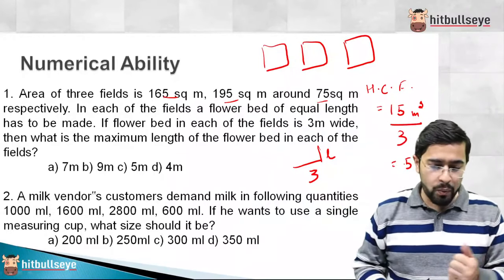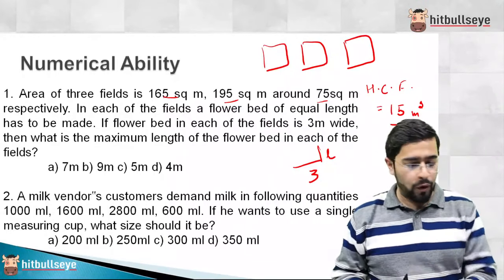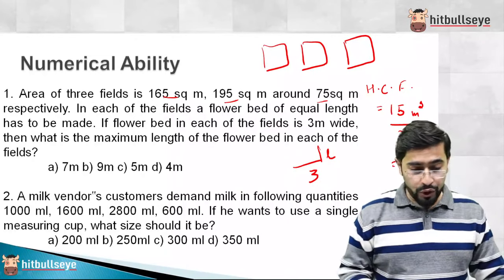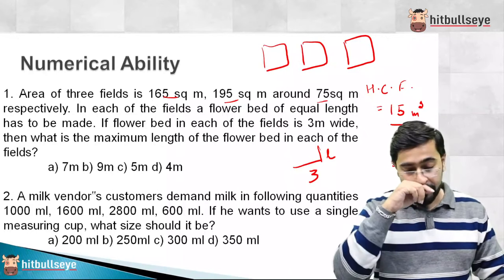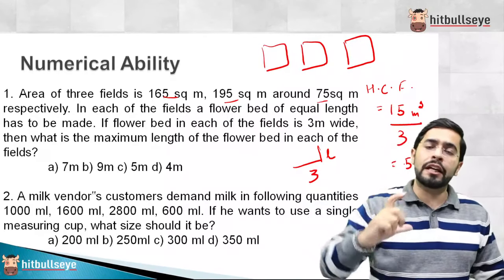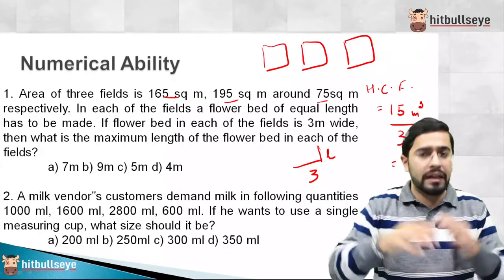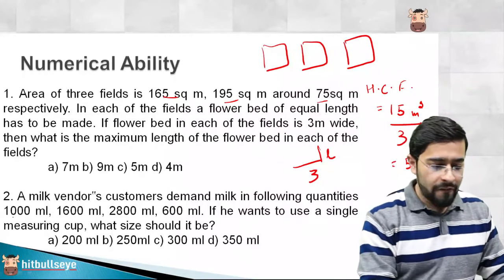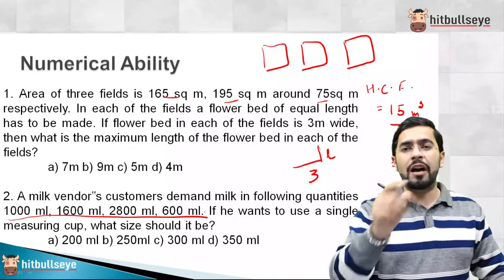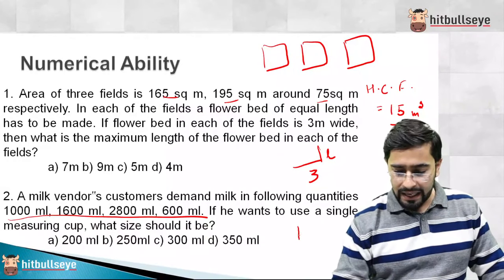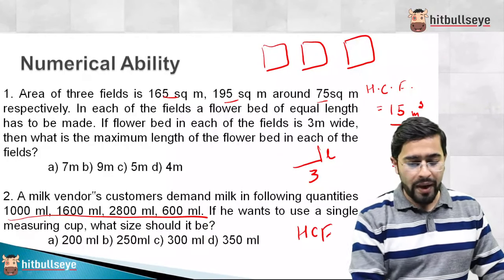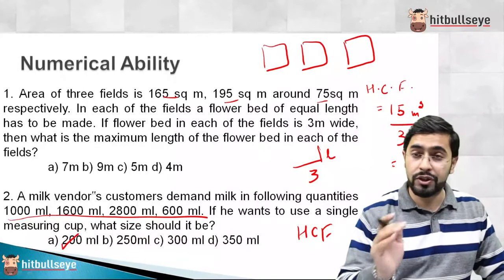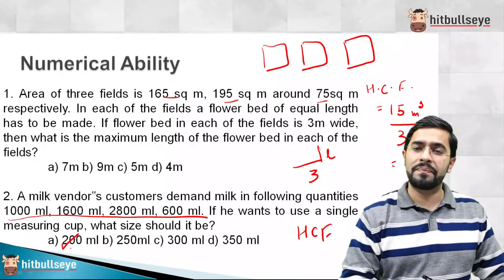So next, a milk vendor's customers demand milk in the following quantities: 1000 milliliters, 1600, 2800, 600. If he wants to use a single measuring cup, what size should it be? So what should be the minimum size that he can use, so that he does not have to carry different measuring devices every time he's there. A very simple reading of this question will make you understand that again HCF is required. So the HCF of all these four numbers is 200 milliliters. I hope I am correct.